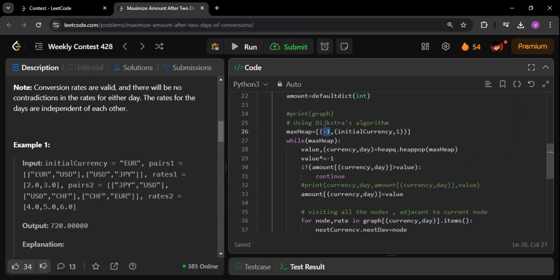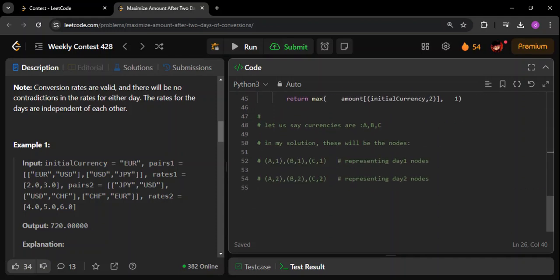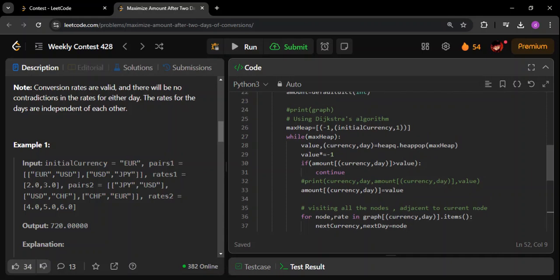So this is going to tell me what is the currency that I'm having currently, and this is going to be the details of the node. So this whole thing is basically the name of the node. This is the currency and this is the day of the node. So something like this. This whole part is going to be the name of the node, and this will tell me the value of the node. This is going to be the starting value. So the initial currency is going to be the starting node. It has a value of 1, so I'm just adding a minus 1 additionally, simple as that.